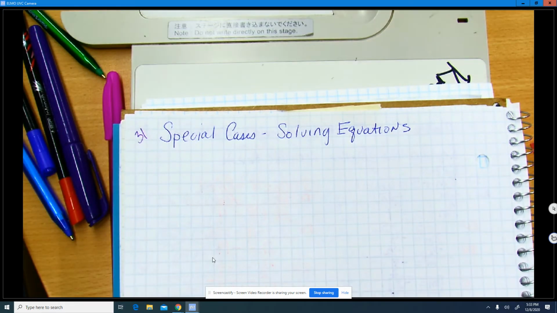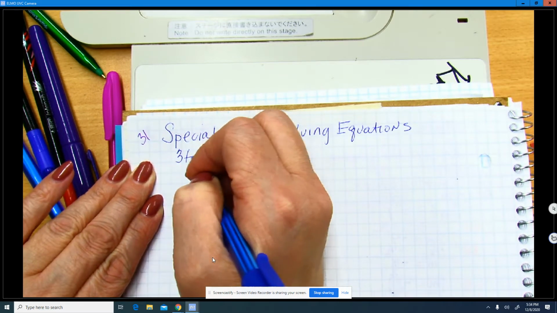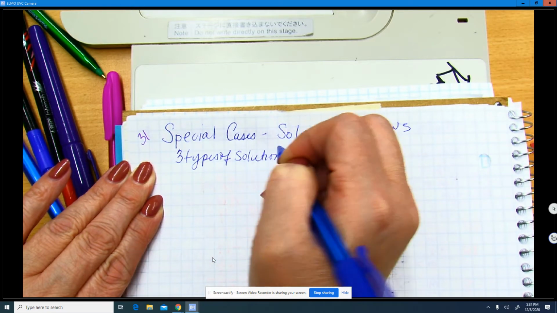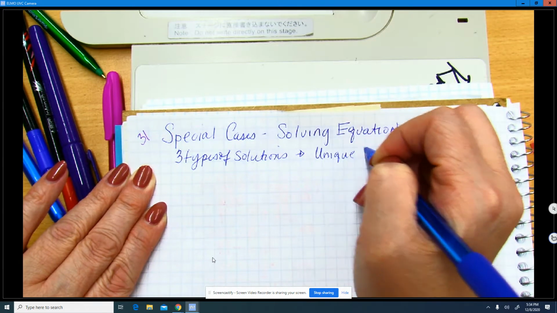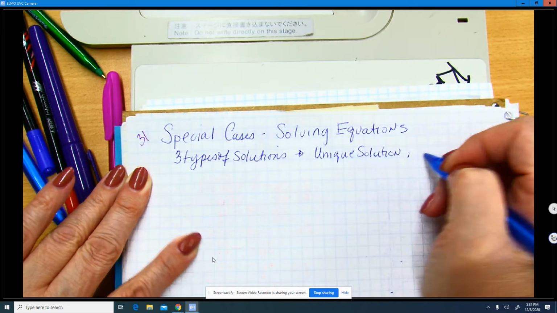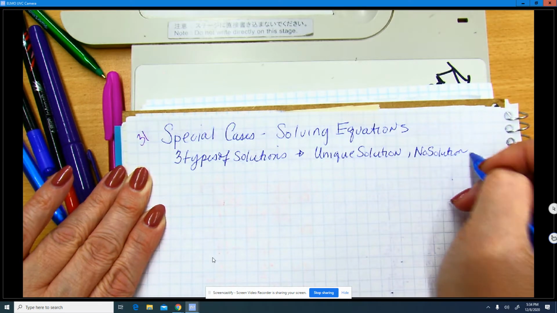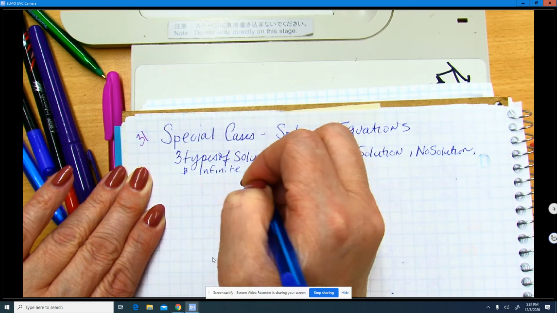Okay, now when we talk about special cases, specifically, what we're referencing is there are three types of solutions that can occur when solving an equation. So, three types of solutions. Okay, one is a unique solution. One is no solution. And the last is infinite solutions.